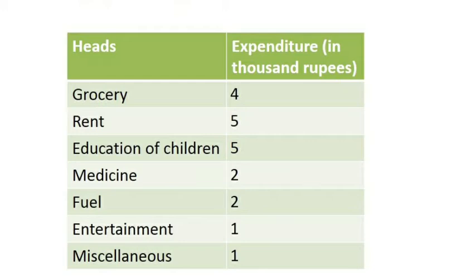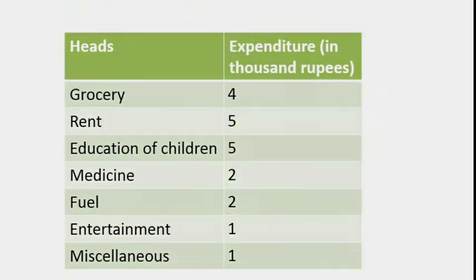So we draw the bar graph of this data in the following steps. First, you should know that the unit in the second column is 1000 rupees. So 4 against grocery means rupees 4000. Here, what is the variable? The heads is the variable. So we represent the heads on the horizontal axis choosing any scale since the width of the bar is not important. But for clarity, we take equal widths for all bars and maintain equal gaps in between.